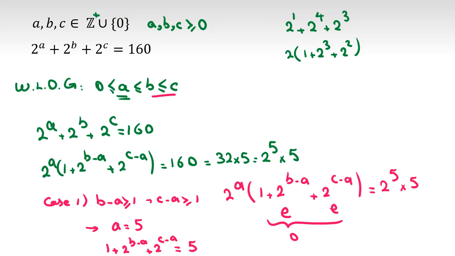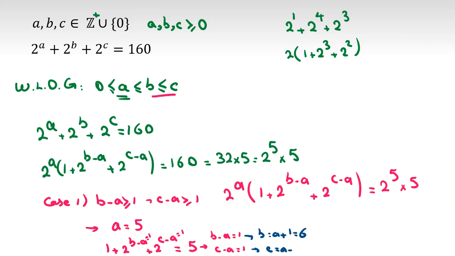Because we know B minus A is at least 1 and C minus A is at least 1, the only possible case is B minus A equal to 1 and C minus A equal to 1. Then it will be 1 plus 2 plus 2, which is 5. So here I conclude B minus A is 1, C minus A is 1. Let me erase this part to write the rest. Here I can conclude, because A is 5, B is A plus 1, which is 6, and C is also A plus 1, which is 6.